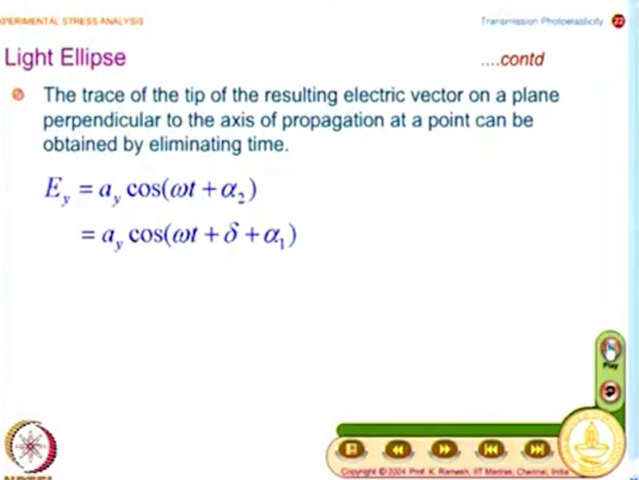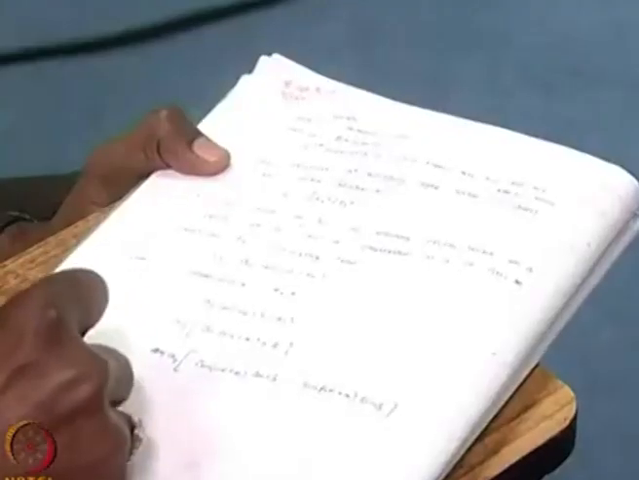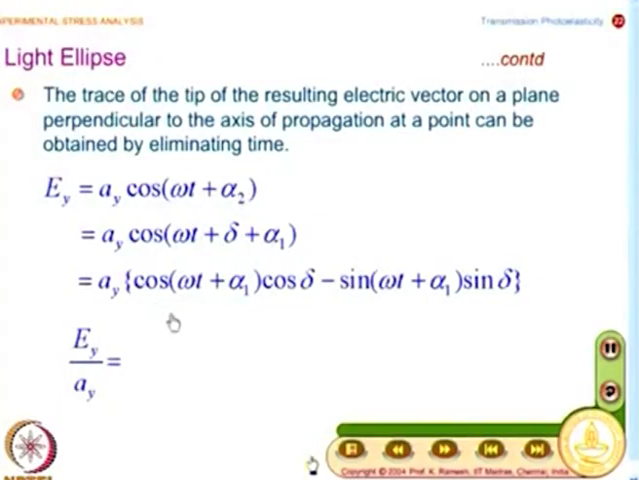So, cos A plus B, you will get it as cos A cos B minus sin A sin B. So, when I do that, I get this expression. What I have is A y cos omega t plus alpha 1 into cos delta minus sin omega t plus alpha 1 into sin delta, and this I could replace in terms of E x, as well as this also I could replace it in terms of capital E x.